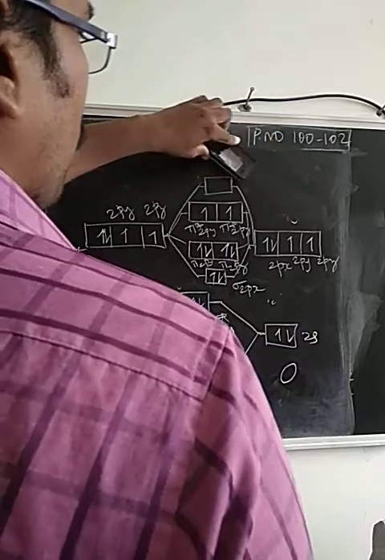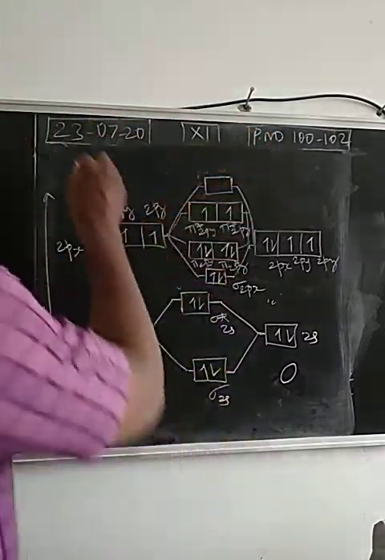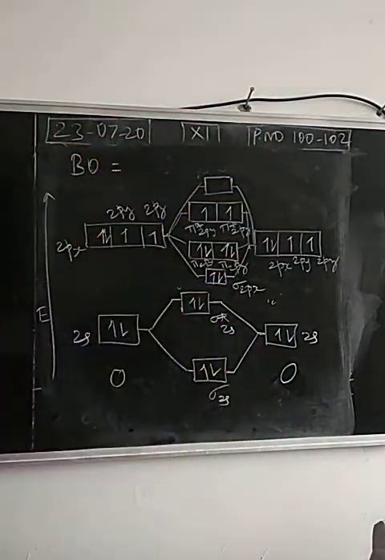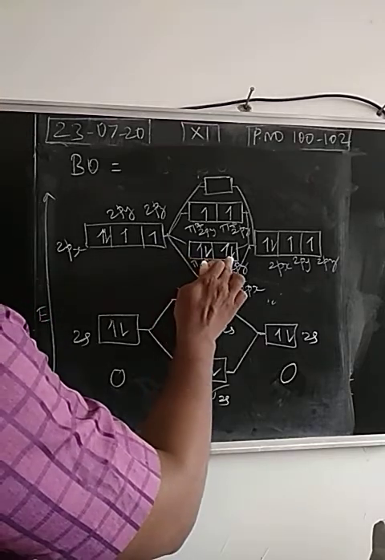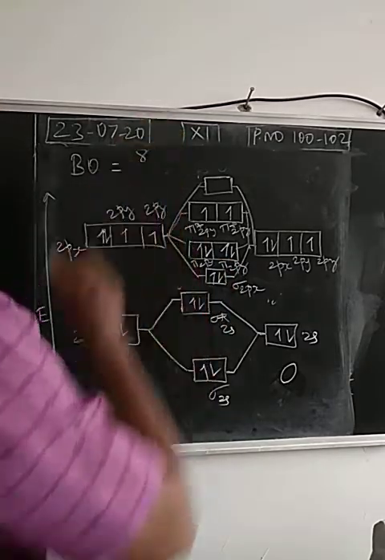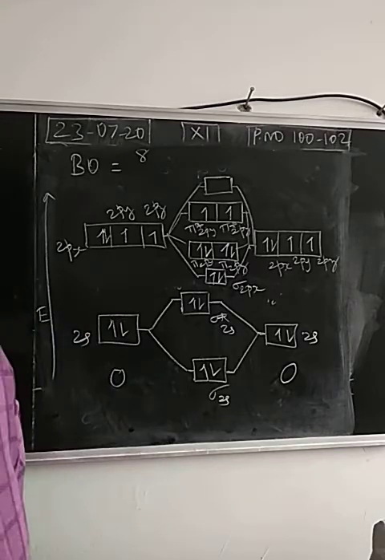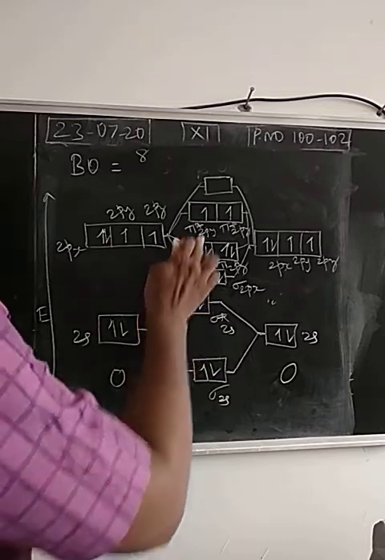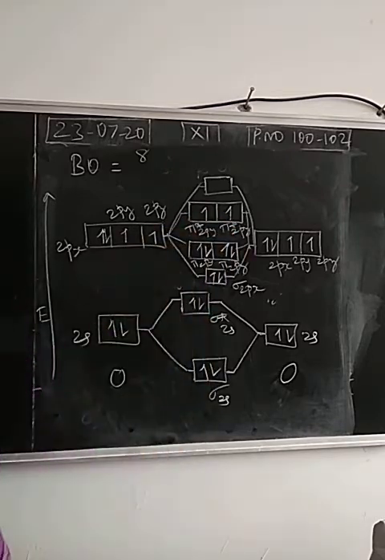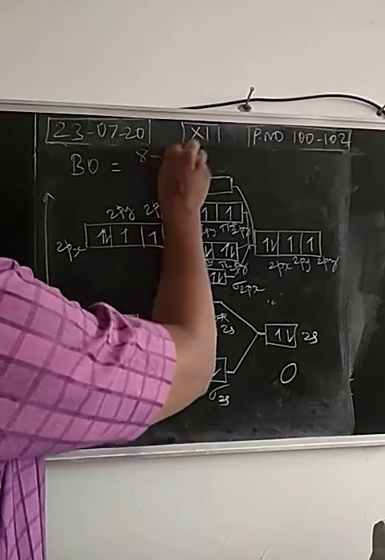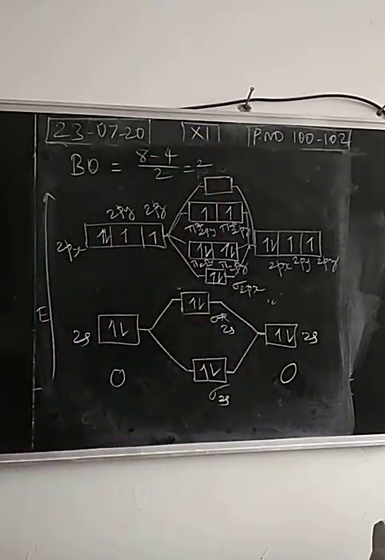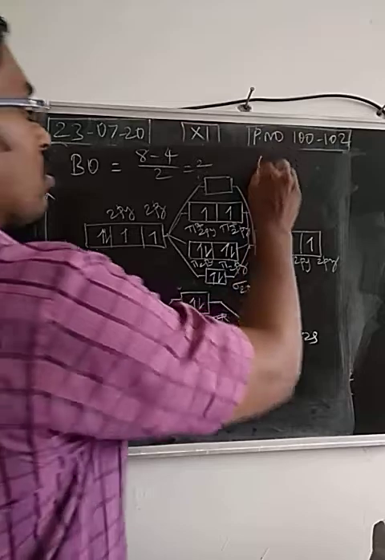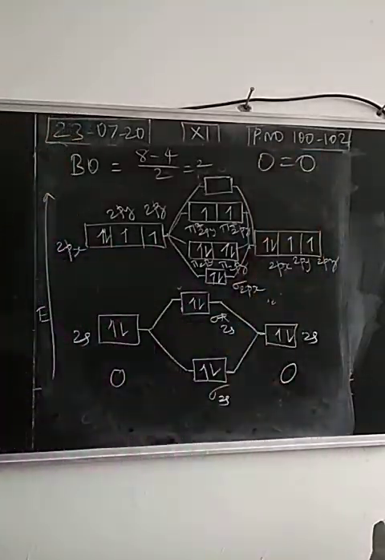We calculate bond order. Two, 4, 6, 8, totally 8 electrons present in bonding molecular orbital. What about number of electrons in anti-bonding molecular orbital? 2 plus 1 plus 1, totally 4 electrons. So bond order value is 2. Between the oxygen atoms, a double bond exists.